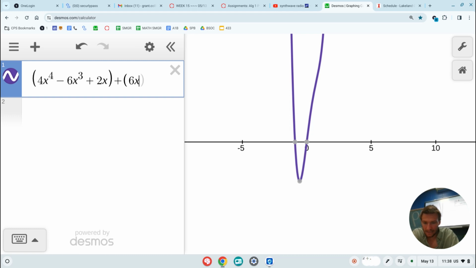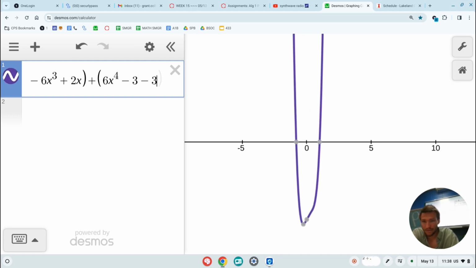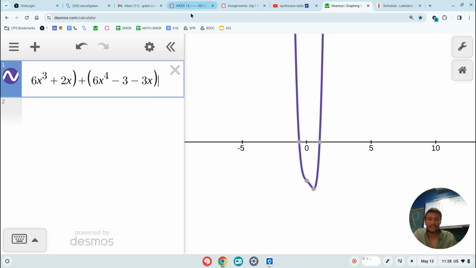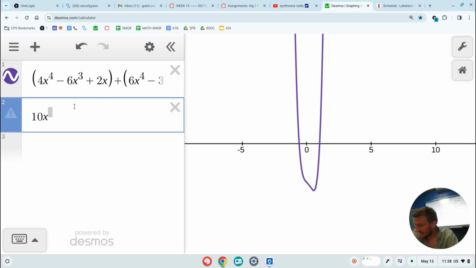Parentheses 6x shift 6, 4 minus 3 minus 3x. Now that is a weird looking graph, but who cares? Give me a match and I'm done. Is it A, 10x power 4 minus 9, x shift 6, 3 minus x? Oh, what happened there? I'm not taking the blame for that. How does A look?